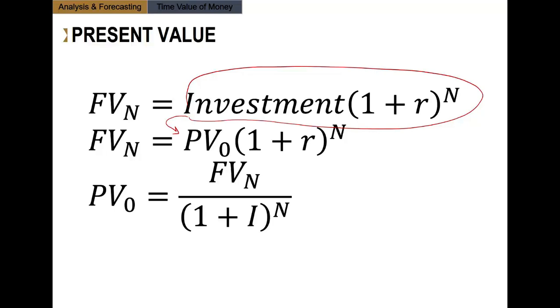So the future value formula that we explained previously can be re-expressed as just the future value at any point in time. The future value at time period n, whatever that may be in the future, is going to be a function of the amount that we invest today, the present value, multiplied times 1 plus the interest rate raised to the number of periods.